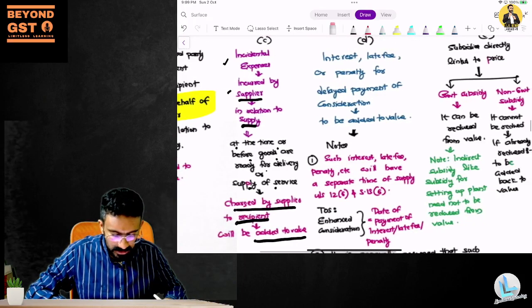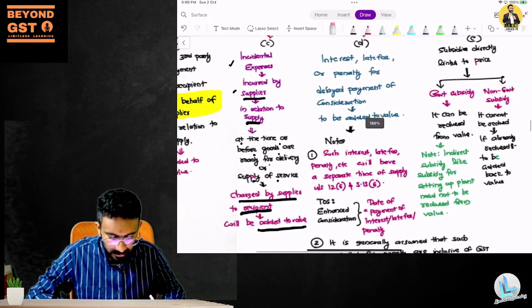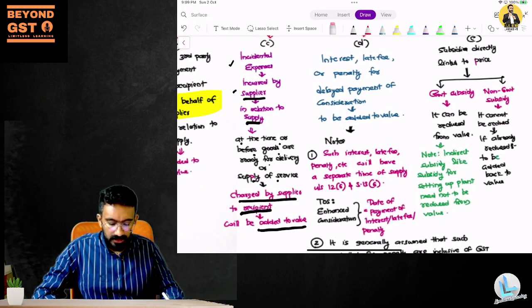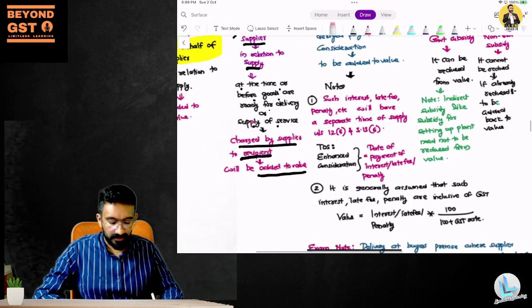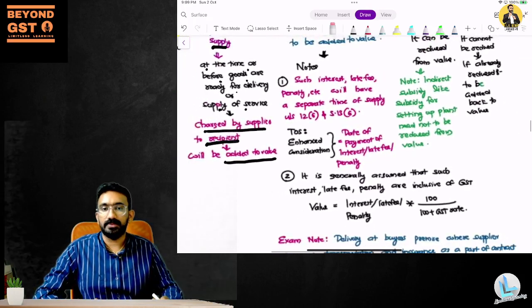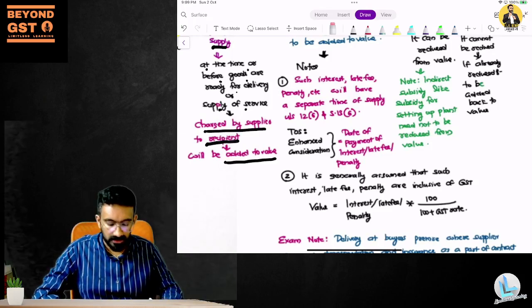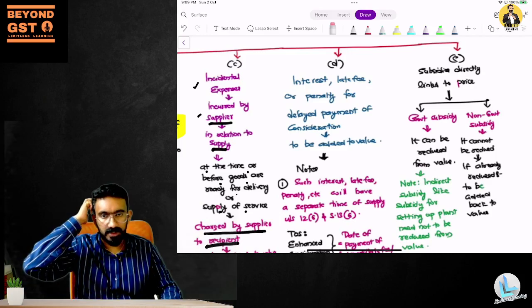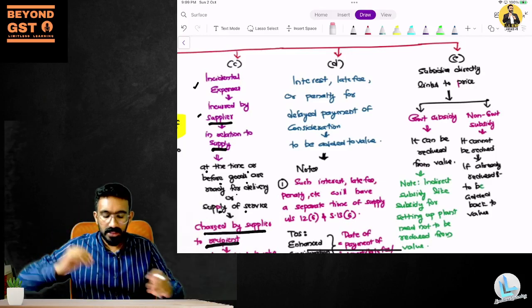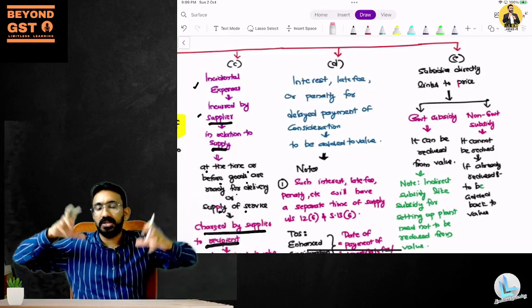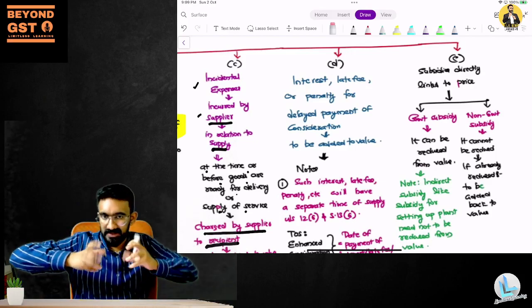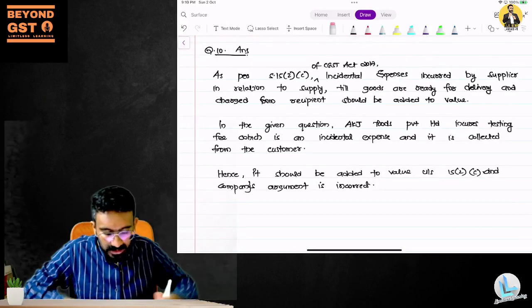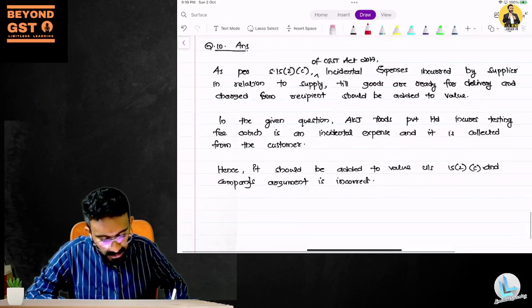Now, clause D says interest, late fee, or penalty for delayed payment of consideration should be added to the value. Okay. So there are two notes we have, which we will go through when we are doing questions. We will come back and then try to understand it in detail. So they're saying that any interest or late fee or penalty for delayed payment of consideration should be added to the value. So this whole idea of interest needs some kind of a clarity. Okay. So I'll just make a note on how you understand interest in GST. I will make a summary note.